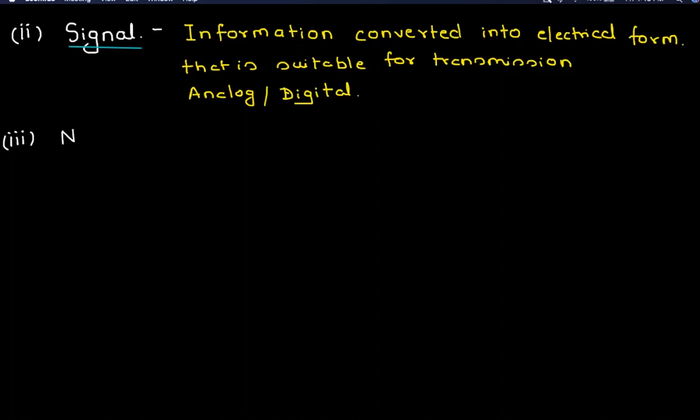Next one is noise. Can anyone try to explain what is a noise? It's undesirable information. Does it need to be electrical form? When I say noise, is it an electrical form or not? I think it's just when the signal gets distorted. No. I'm asking you, it is electrical or a sound itself can be said as a noise? A sound itself. It is electrical.